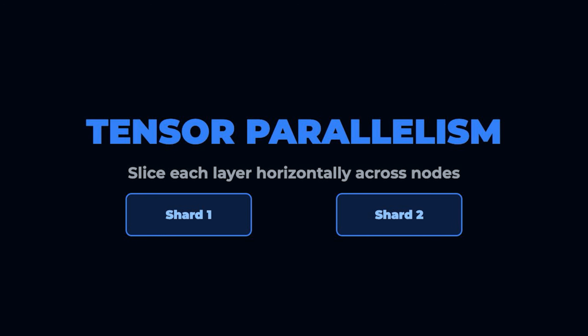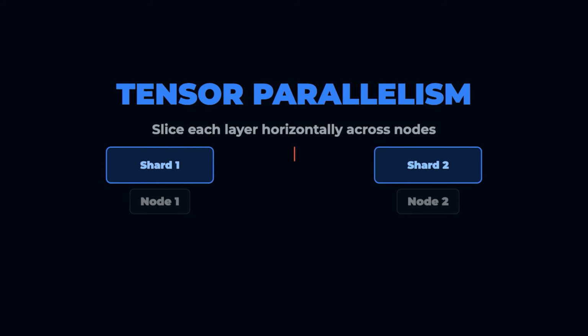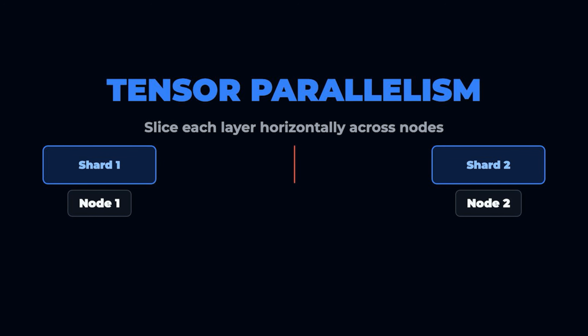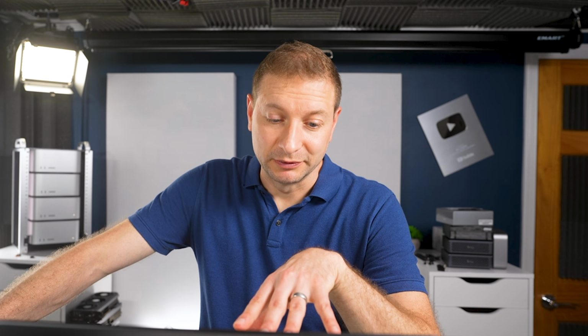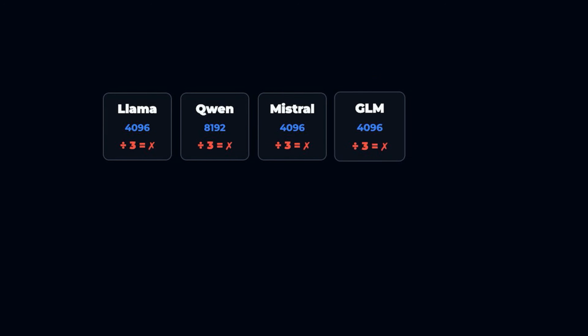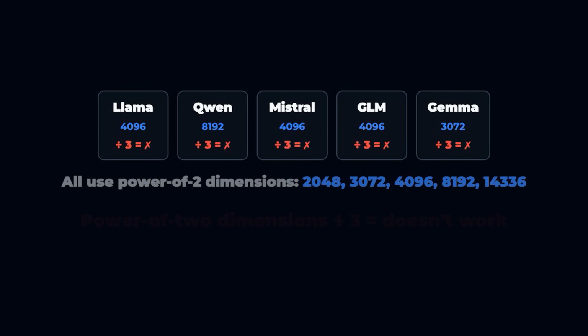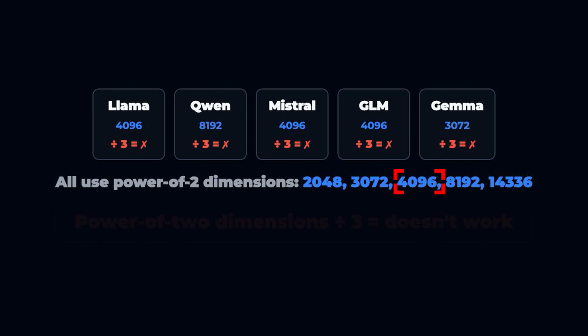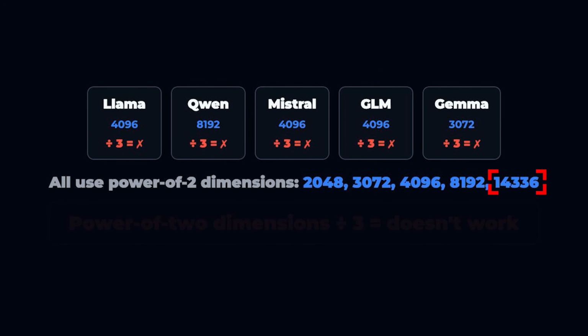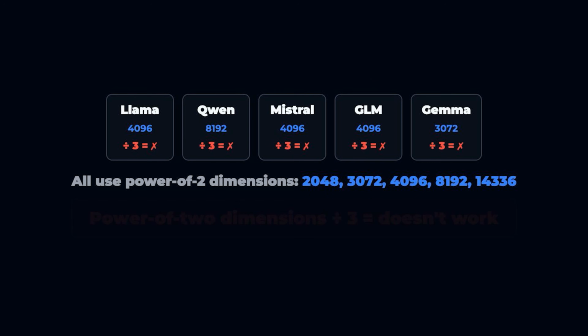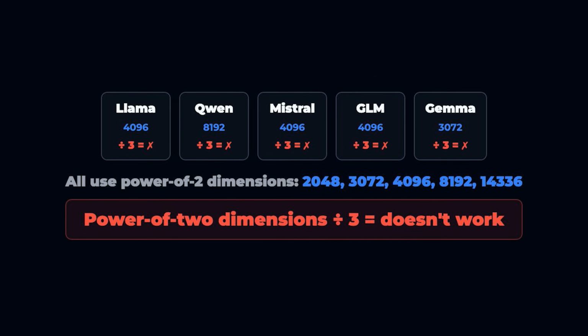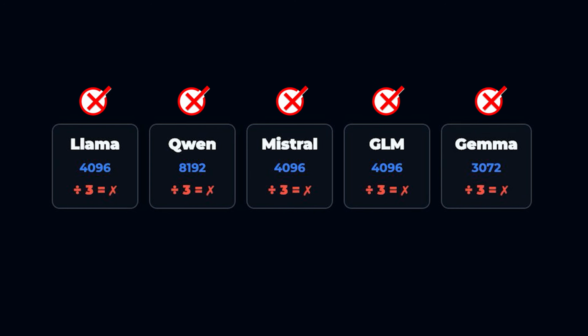Here's the dirty secret of tensor parallelism. To shard a layer's weights cleanly, the layer dimensions, hidden size, intermediate size, attention head counts, all have to be evenly divisible by the number of nodes. And all the most popular and common models, Llama, Qwen, Mistral, GLM, Gemma, are built on power of 2 dimensions. 4096, 8192, 14,336. Powers of 2 are divisible by 1, 2, 4, 8, 16, and so on. They're not divisible by 3. So a 3-node tensor parallel cluster works for almost no popular model out of the box.